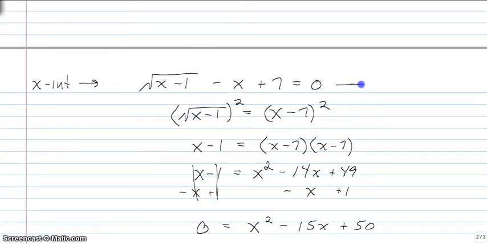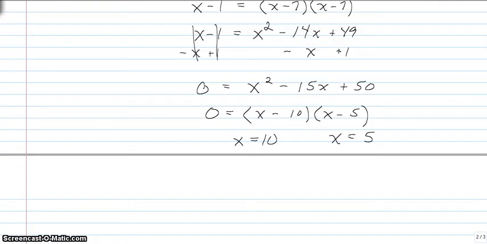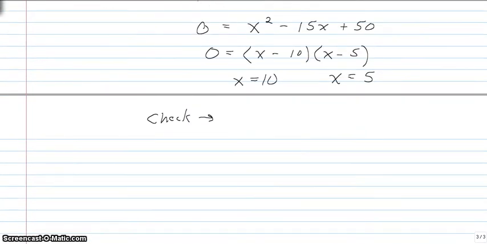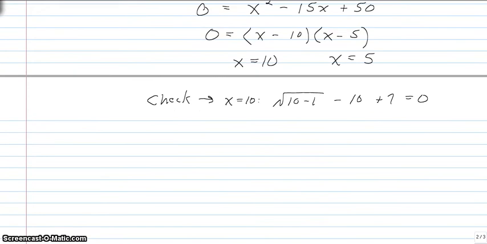So if I go back to the original equation and I'm going to check if I plug in x equals 10, let's see, the square root of 10 minus 1, minus 10 plus 7, let's see, right, so this would be the square root of 9, which is 3, minus 10 plus 7. I think that checks because that's negative 7 plus 7 equal to 0. That works.